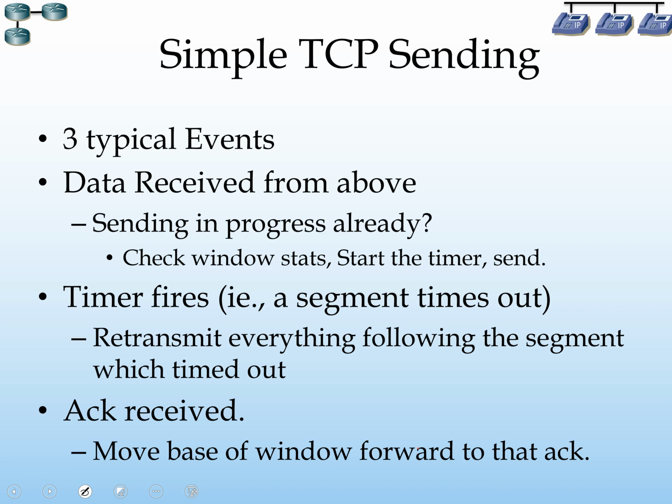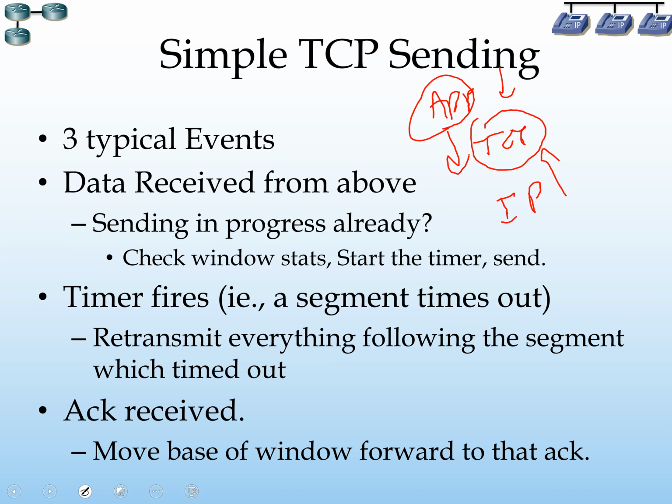You are a TCP process. Sitting here, you're TCP. You've got an application up here, and you've got IP down below. The application sends stuff. You could have three basic events. The application could say, hey, please send some data. And if that happens, we're going to check our window statistics, start a timer, and send data.